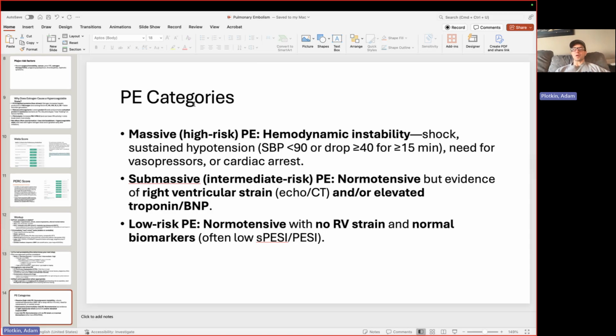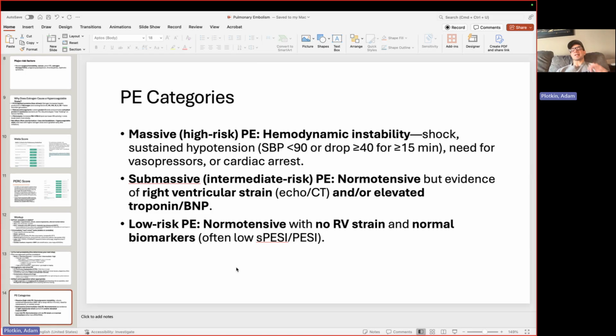And then there's massive or high-risk PE, where they're hemodynamically unstable. So they have shock, sustained hypotension, where the SBP is less than 90, or they drop greater than 40 millimeters of mercury for over 15 minutes, and then they need vasopressors or they have a cardiac arrest. So this is the way I think about it. My patient has a PE, or they have signs and symptoms concerning for PE.